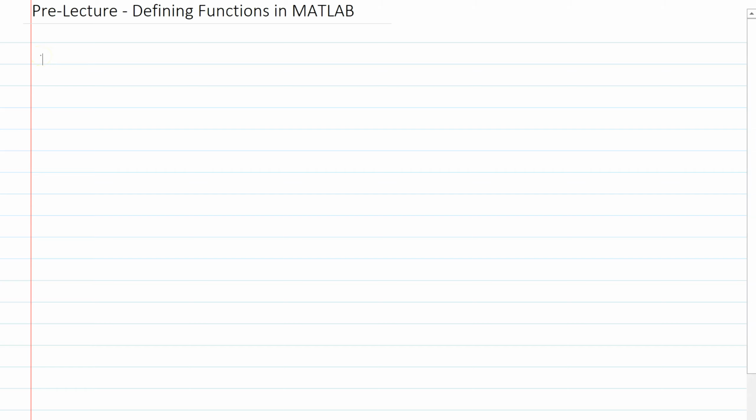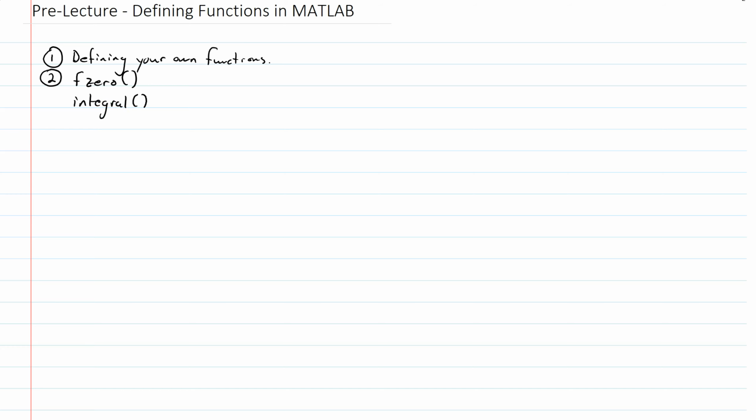Okay, so the plan here is we want to talk about defining your own functions in MATLAB, and then we want to talk about using some built-in MATLAB functions which use functions that you have defined. And these are the functions fzero and the integral command in MATLAB, and both of these functions will use functions that you have defined.